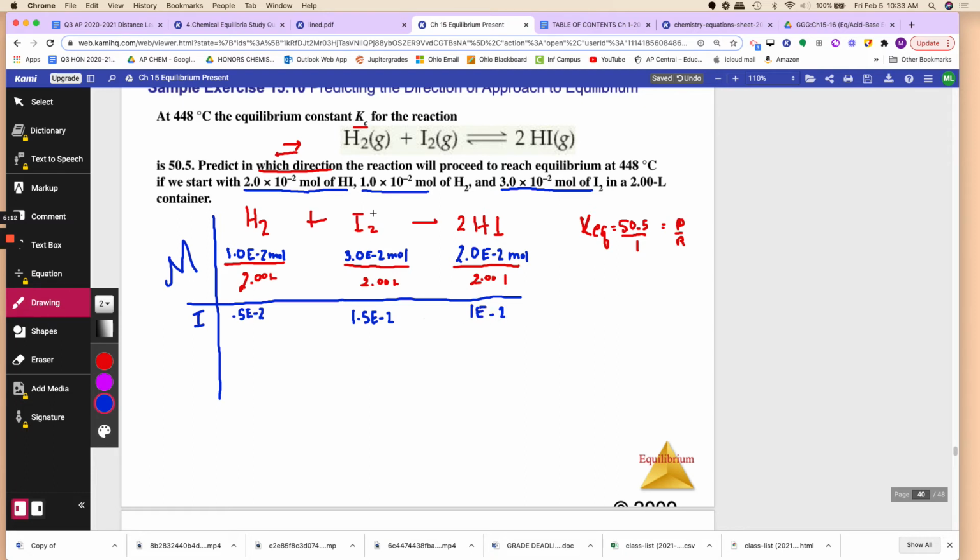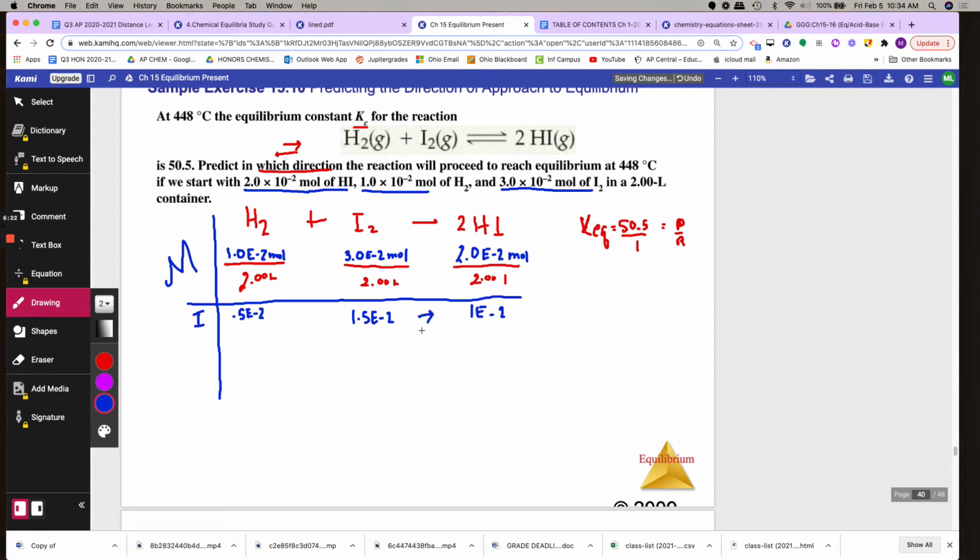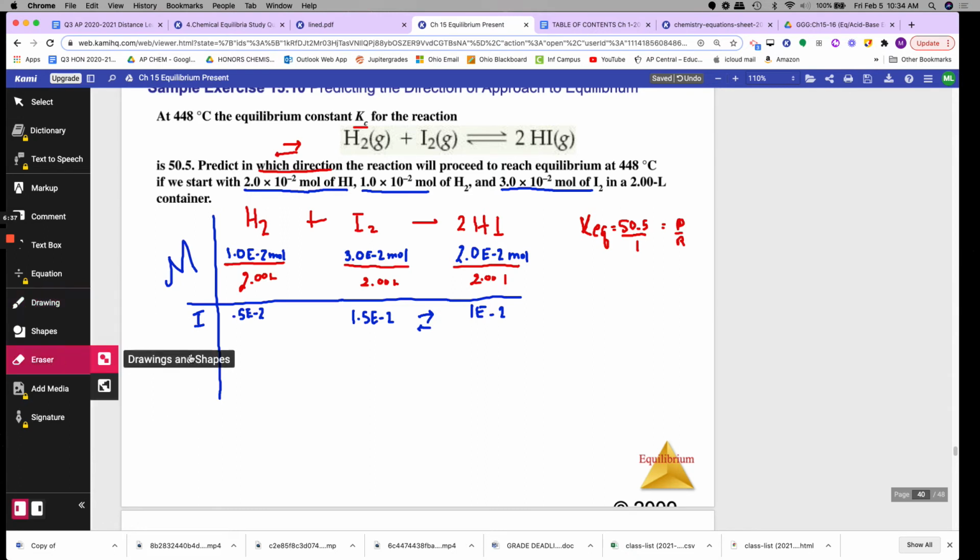So which direction will this go? Is it going to the right? In this case, I would do minus x, minus x, plus x. Or is it going to the left? In this case, I would do plus x, plus x, minus x. I don't know, so I first have to figure out which way it's going, and this is pretty much what they're asking. So all I have to do is calculate Q.